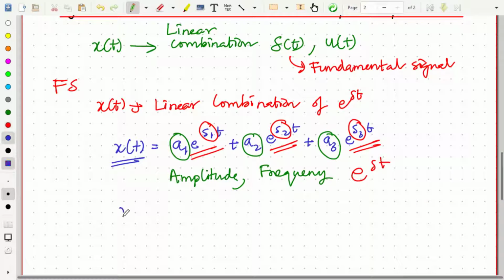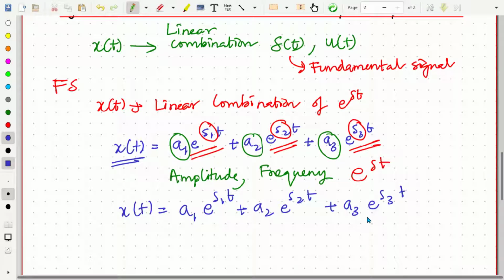This is nothing but x of t is equal to a1 e power s1t. I have explained it using the sine waves, but you can show the same thing using e power st also, right? Plus a2 into e power s2t plus a3 into e power s3t. So I can express any arbitrary signal x of t as a sum of complex exponentials. Don't say simply sum, it is a linear combination. You have to say linear combination of e power st. So I can express any signal as a linear combination of e power st.